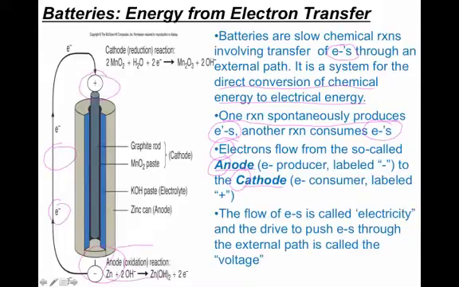Here's an example of two reactions. They're a little bit more complicated than we may be used to seeing, but what you are looking for, friends, is the production of those little electrons. Notice at the anode, the electrons are a product, and up here at the cathode, they are a reactant, and so they are consumed. The flow of electrons is the so-called electricity. The drive to push electrons through the external path is called the voltage.